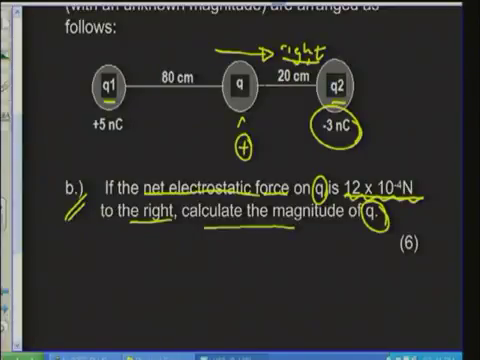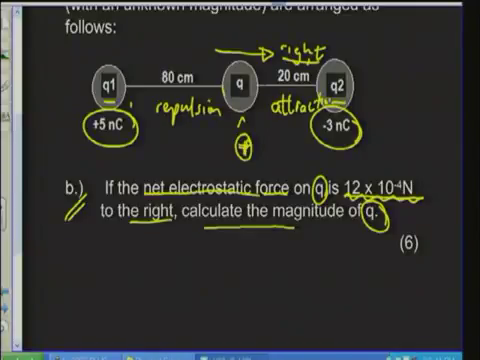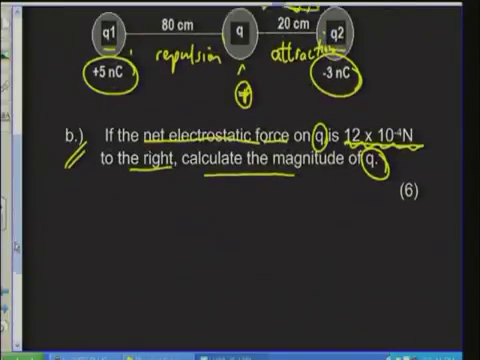So from here, this is plus 5 nanocoulombs here, its effect on Q is such that it is pushing Q to the right. It means that it confirms the fact that Q is positive. So there is a force of repulsion here, and there is a force of attraction there. Okay, so that's what we have. But then let's just work out the magnitude now.